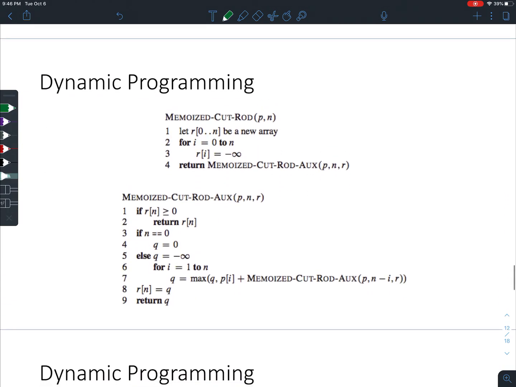And this is the code to do that. This is the function to do that. It's called memoized cut rod, and it has two parameters: p as the price array and n as the length of the rod that you have.